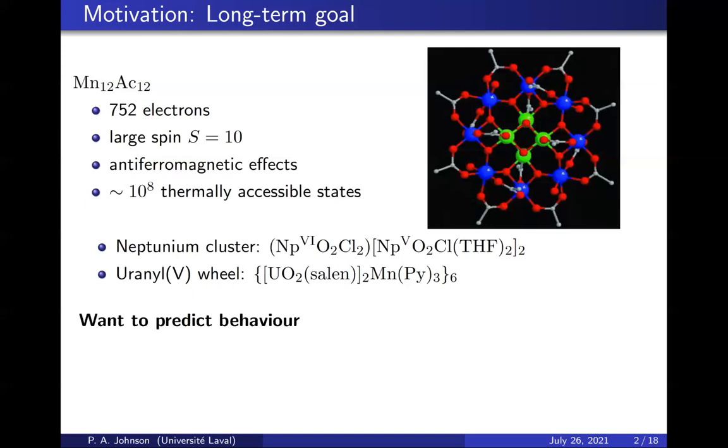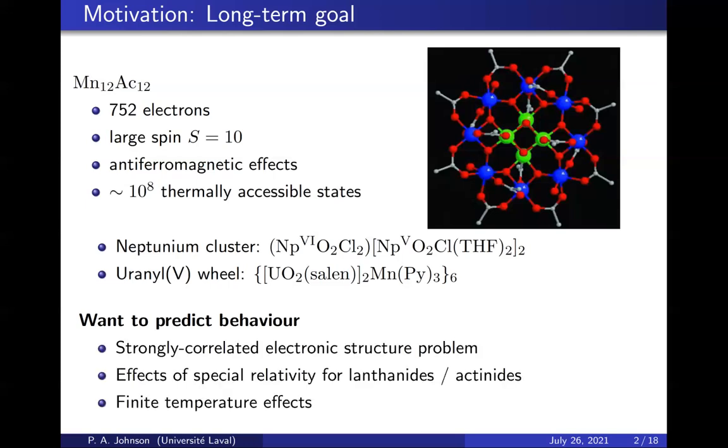So to be able to predict the behavior of these complicated systems, we have a very difficult, strongly correlated electronic structure problem to solve. There are non-trivial effects due to special relativity, and we need to do all this at a finite temperature. So let's do this how we solve any problem. Let's break it down into easier, one problem at a time type things. So let's focus on the strongly correlated electronic structure problem. On its own it is not trivial.